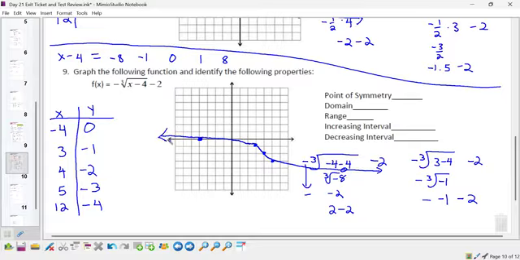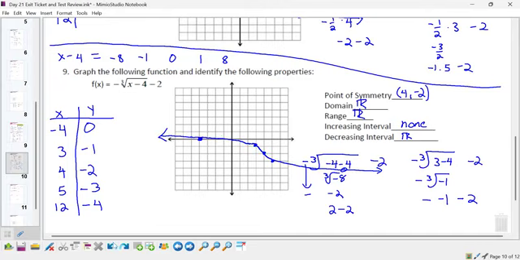Okay. But the properties are nice. Cube root functions always have a domain and range of all real numbers. My point of symmetry is 4, negative 2. Man, all these are decreasing. So weird. Nothing's increasing. The whole thing is decreasing. It's always going down from left to right as I trace it.